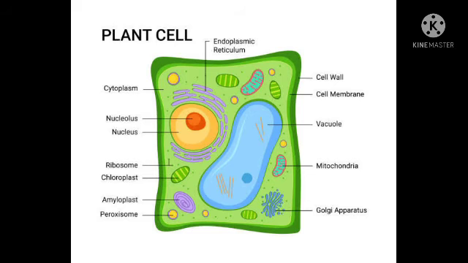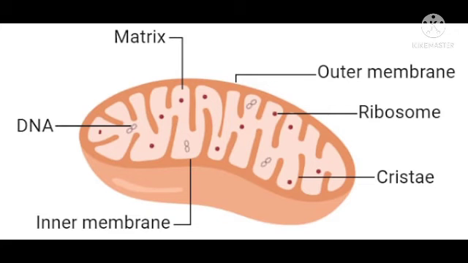Last class we had discussed about the cell membrane, cell wall and nucleus. In today's class we are going to learn about the remaining cell organelles. Now we are going to see about mitochondria. Mitochondria in singular we call it as mitochondrion.